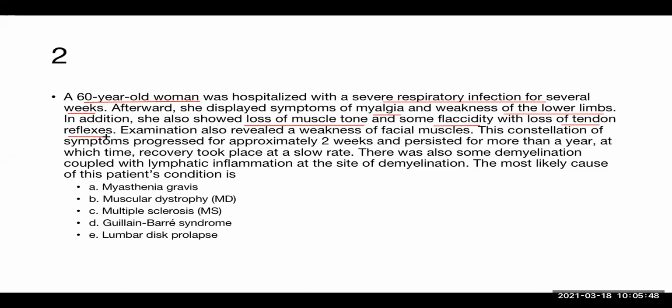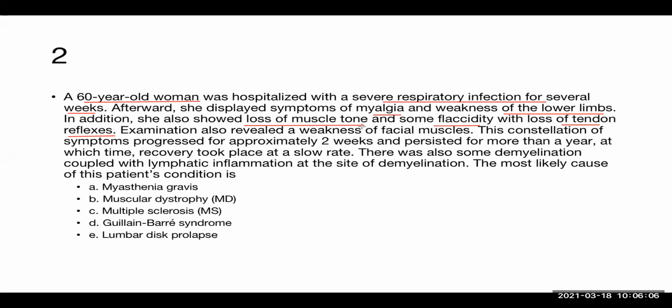Now, what is this? Is this an upper motor neuron lesion or a lower motor neuron lesion? What is the conclusion here? What type of disease is this? LMN. Exactly. This is LMN. That's what we are discussing right now.